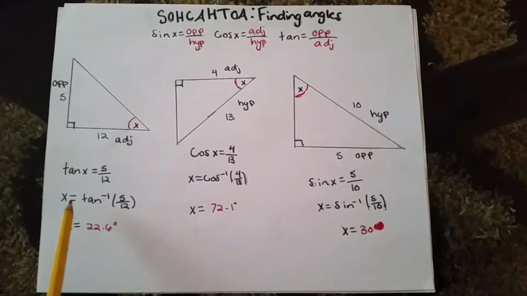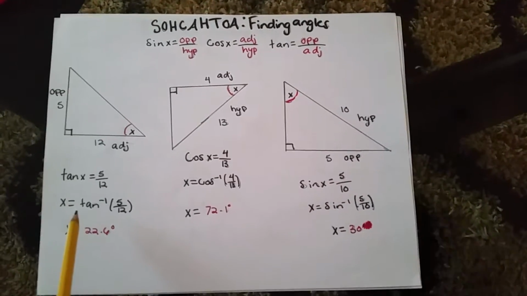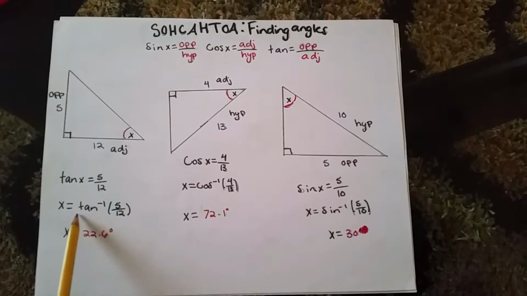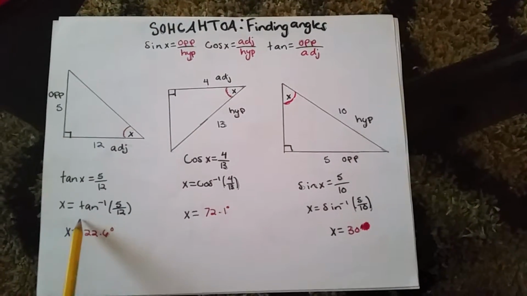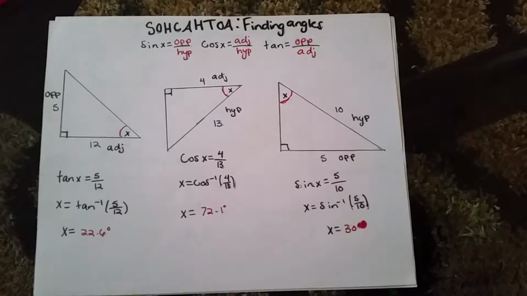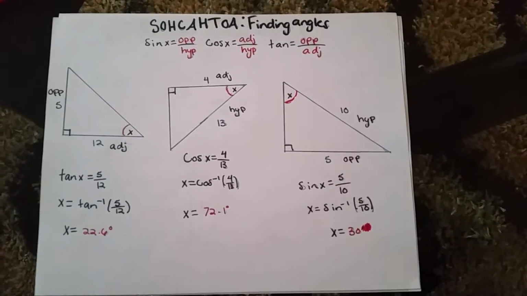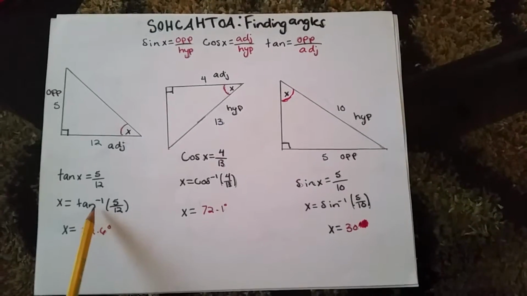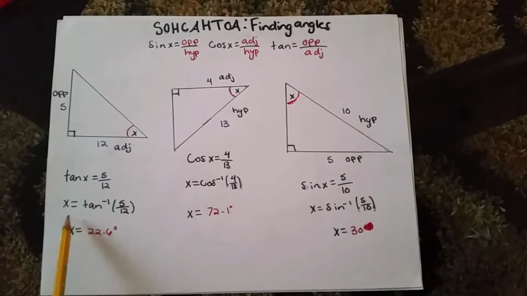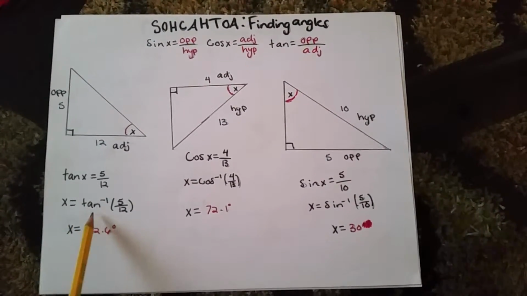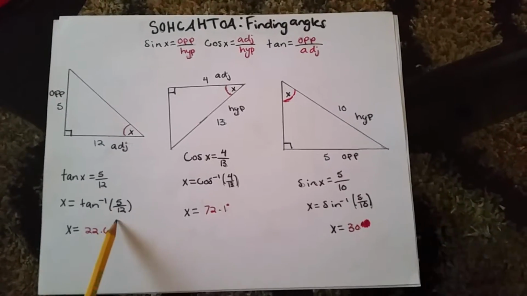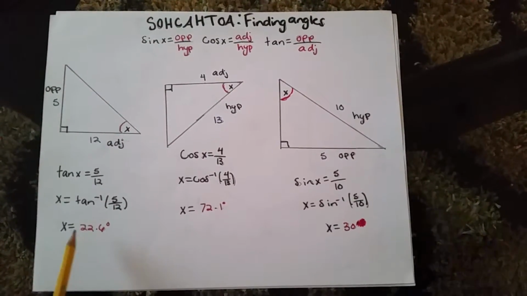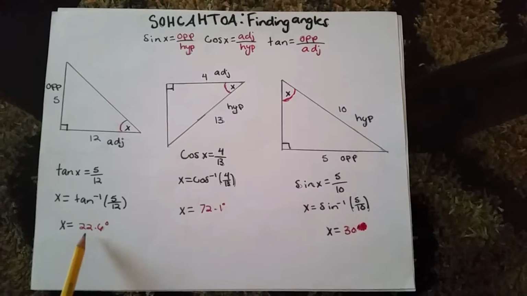And then when you're doing equations like this, you're going to use the inverse of tangent, just like you're going to do the inverse of cosine and the inverse of sine. It should be a button on the calculator that looks exactly like this. So you're going to do x equals inverse tan 5 divided by 12, which you should get 22.6.